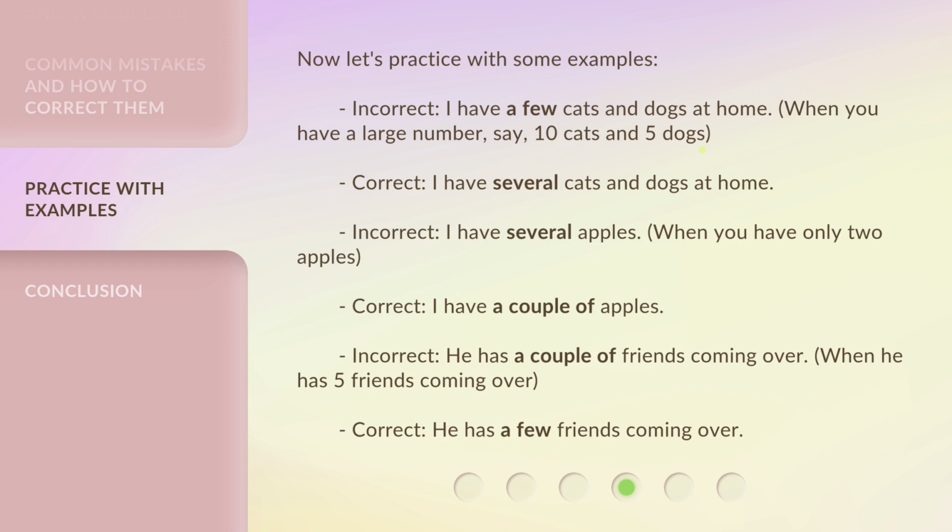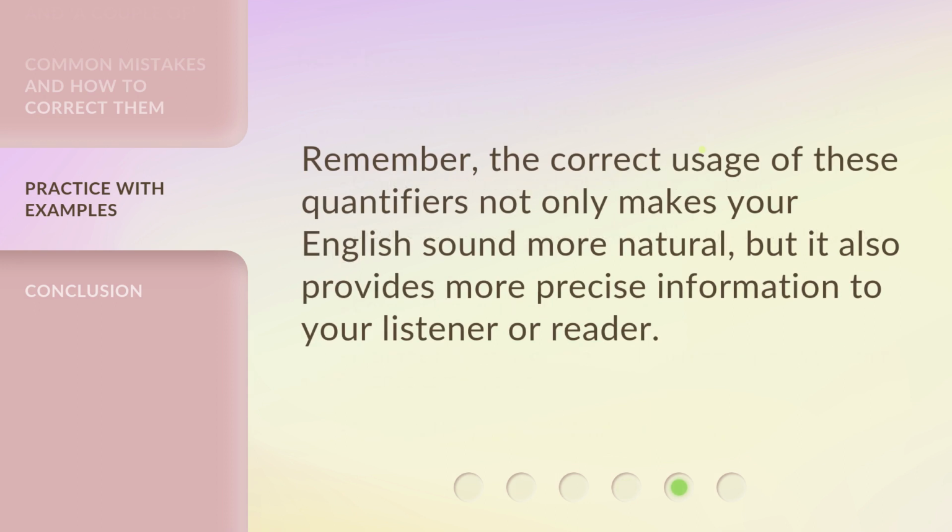Incorrect: he has a couple of friends coming over. When he has 5 friends coming over. Correct: he has a few friends coming over. Remember, the correct usage of these quantifiers not only makes your English sound more natural, but it also provides more precise information to your listener or reader.